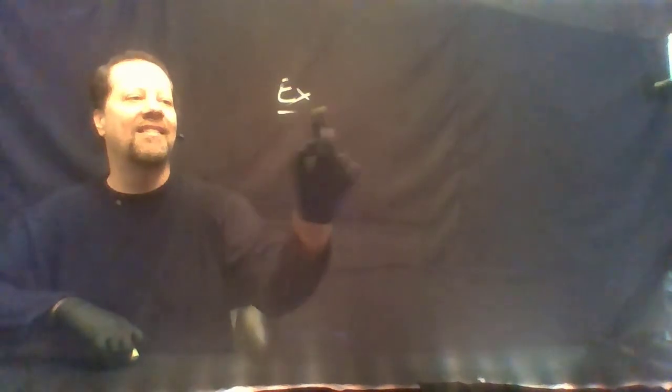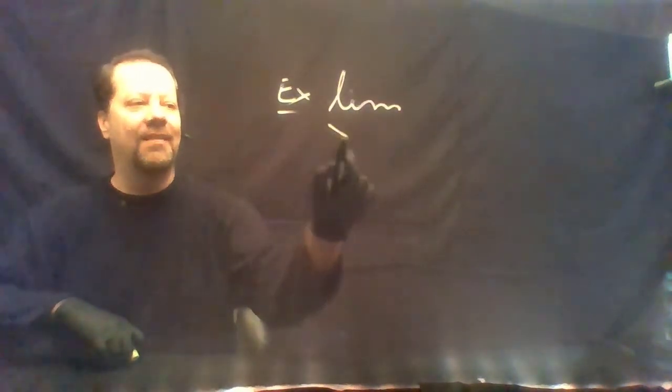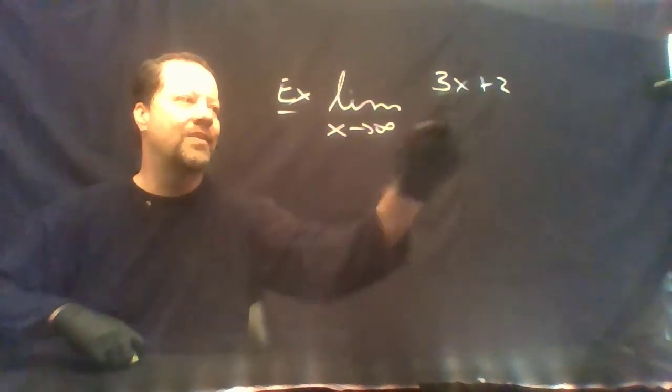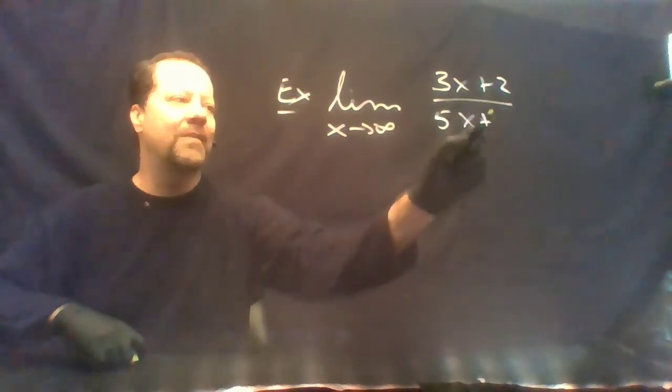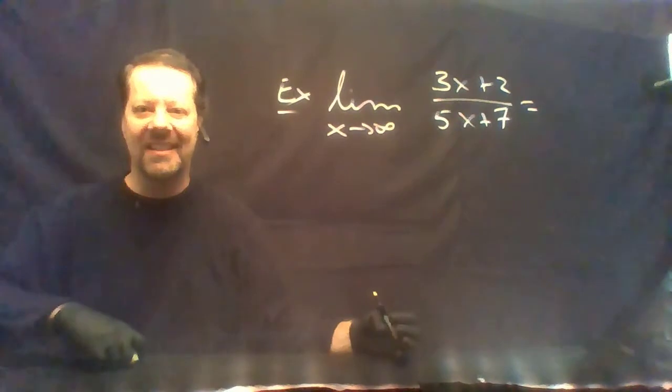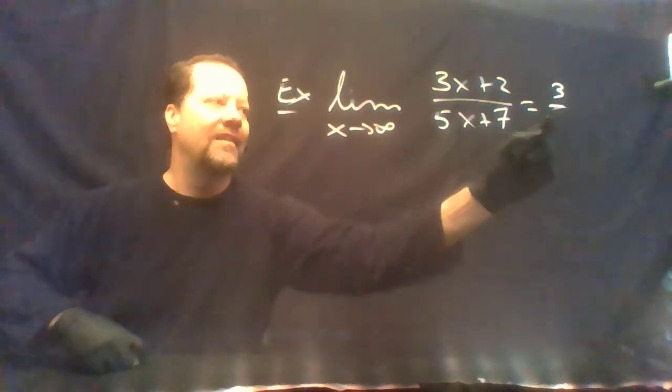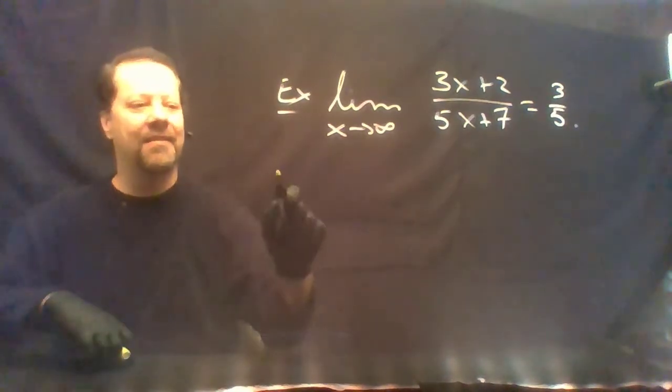Let's do some more hasty examples. The limit as x goes to infinity of, let's say, 3x plus 2 over 5x plus 7. What is the limit? Degree is the same, top and bottom. The limit is 3/5.